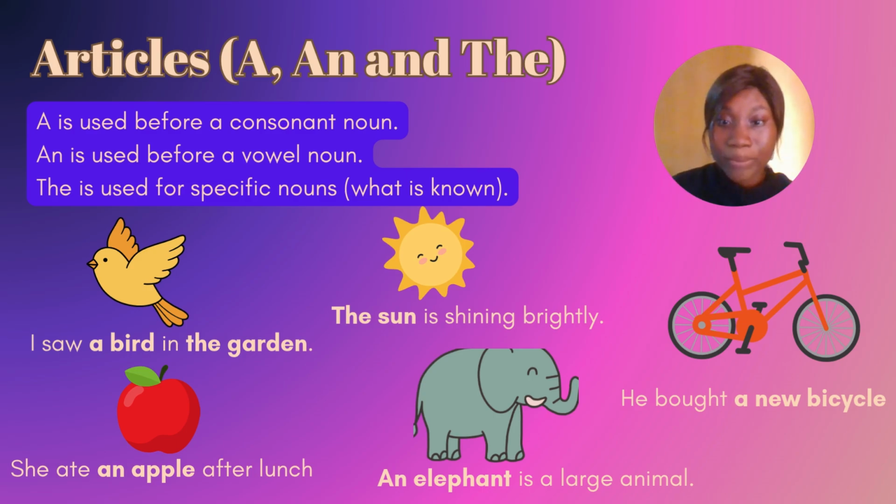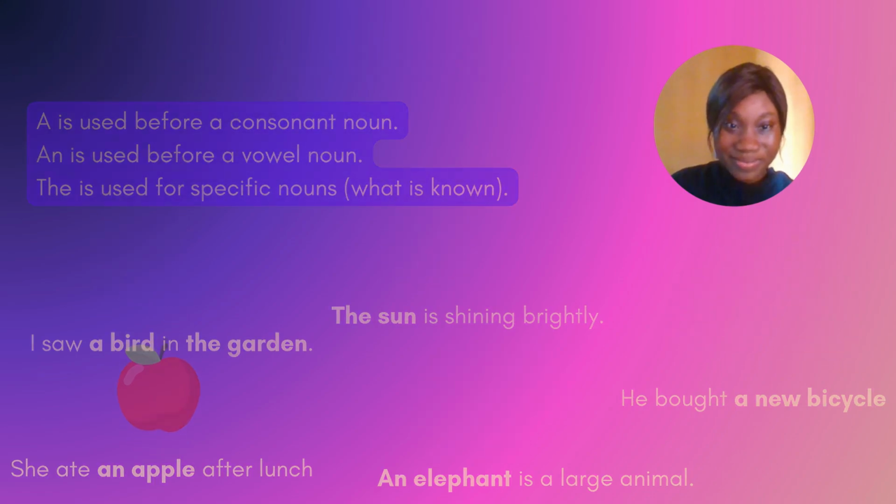Look at these examples over here. I saw a bird in the garden. The bird had two wings. Can you see? The sun is shining bright. She ate an apple after lunch. An elephant is a large animal. He bought a new bicycle. And that's that about articles.